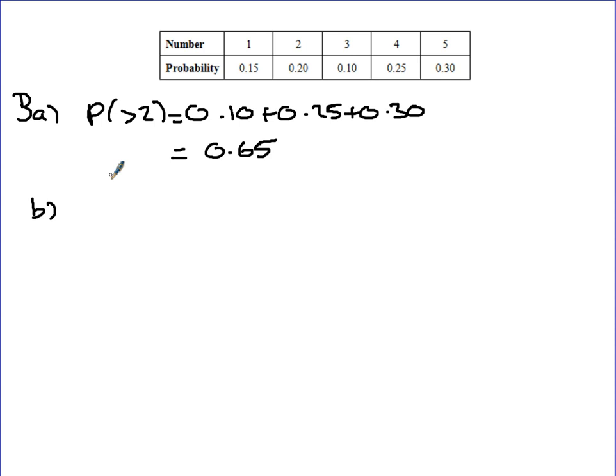Part B. Going to spin the spinner 200 times, work out the estimate of the number of times the spinner will land on a 5. So what you do is you take the probability of a 5, which is 0.3, and then you times that by your number of attempts, which is 200. And that will then give you 60 times that you would expect it to show up on a 5.